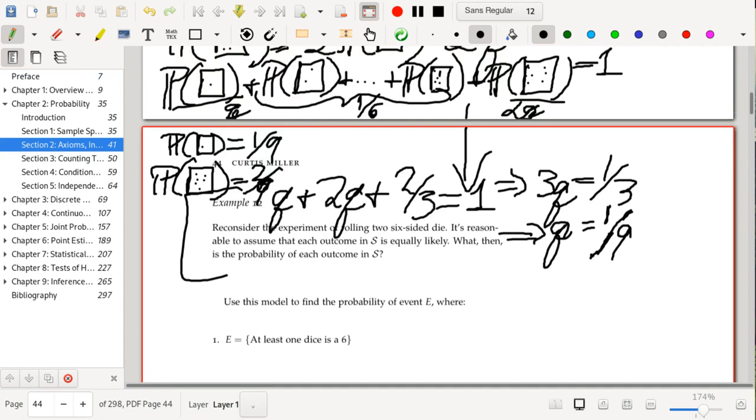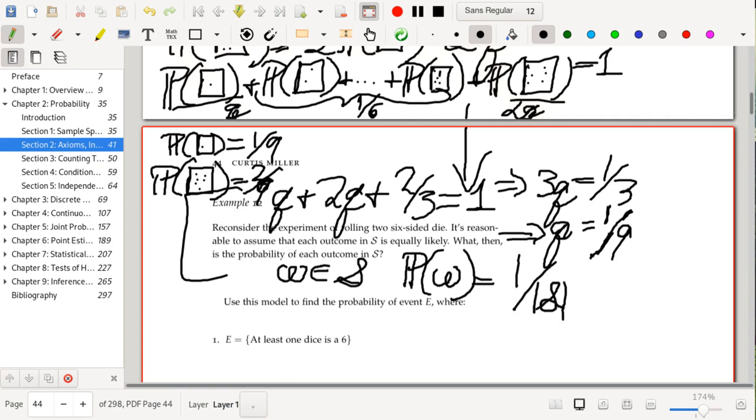So, getting back to this. It is reasonable to assume that each outcome in the sample space S is equally likely. What, then, is the probability of each outcome in S? Well, I already argued it to you before. We'll say that omega is an element of S. I'm saying this in general, right? Omega is an element in S, and every element in S is equally likely. I argued before, without writing it down, that the probability of drawing omega will be 1 divided by the size of S. So in this case, for example 12, where you have 2 six-sided dice, the size of the sample space was 36. So the probability of a particular outcome of the dice is going to be 1 over 36.